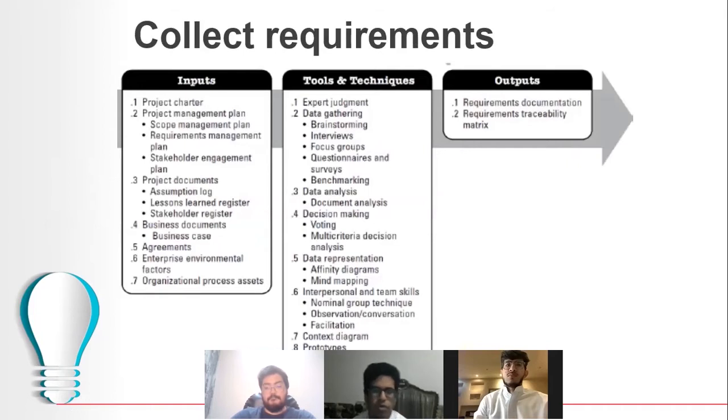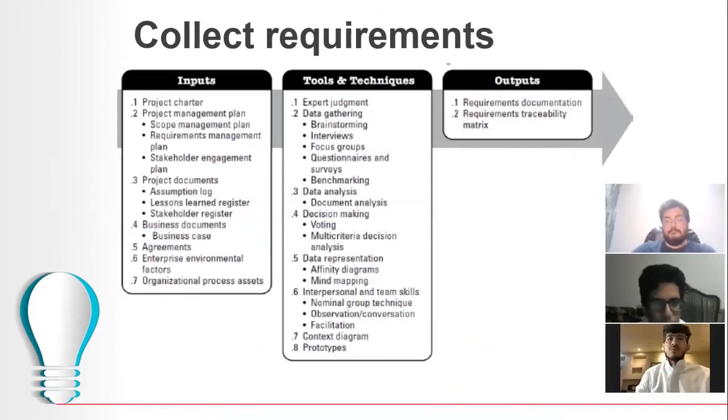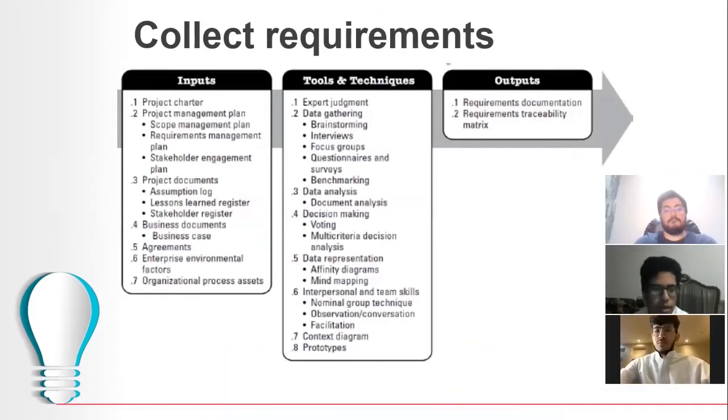For the inputs for collect requirements, we have the project charter. Second, the project management plan, which includes the scope management plan, requirements management plan, and stakeholder engagement plan. Third, we have the project documents, which include the assumption log, lessons learned register, and stakeholder register. Fourth, we have the business documents, which include the business case. Fifth, we have the agreements. Sixth, we have the EEF, which is enterprise environmental factors. Seventh, we have the OPA.